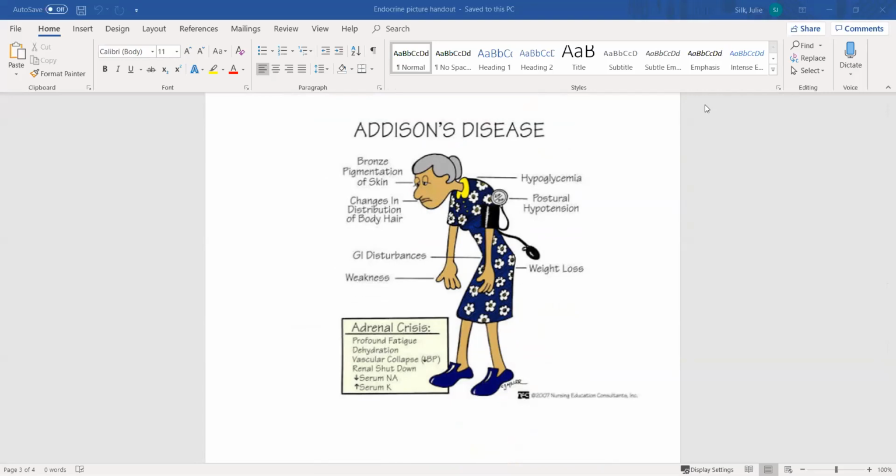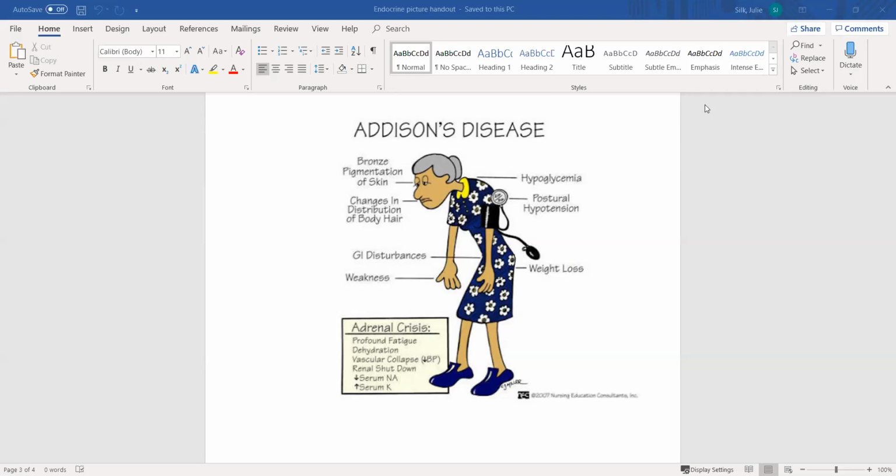postural hypotension, and then look down in that little box where it talks about adrenal crisis. So it talks about a low sodium and a high potassium. Those are the things I want you to focus on the most. So the change in the skin, the low blood sugar, the low sodium, the high potassium, and low blood pressure. Those are the big ones.